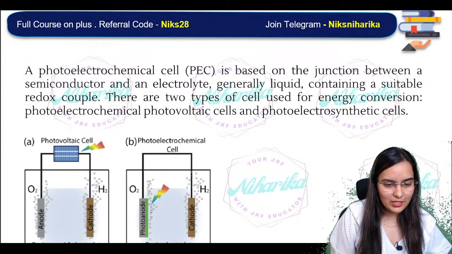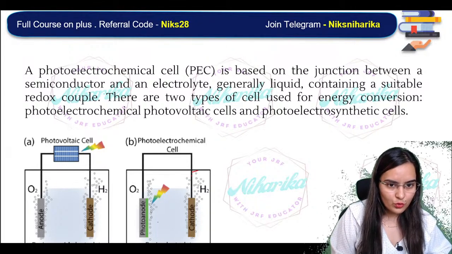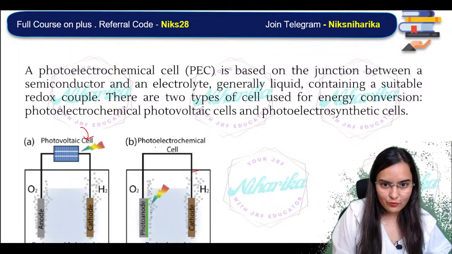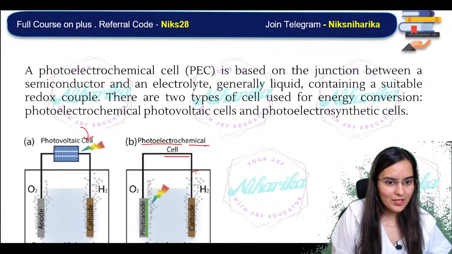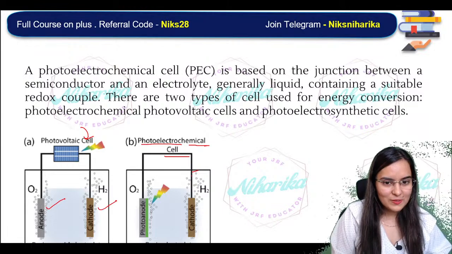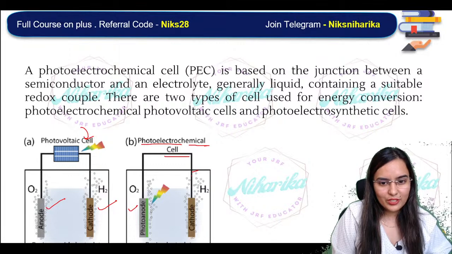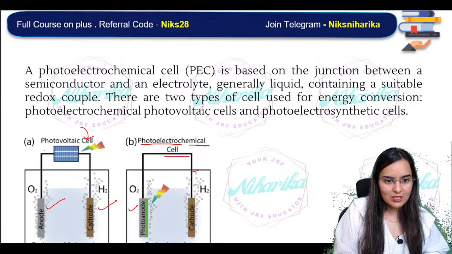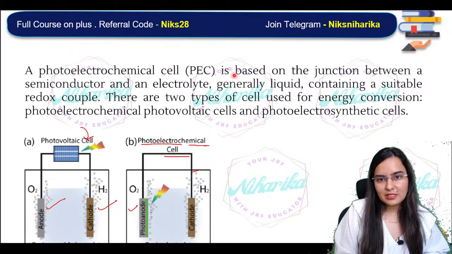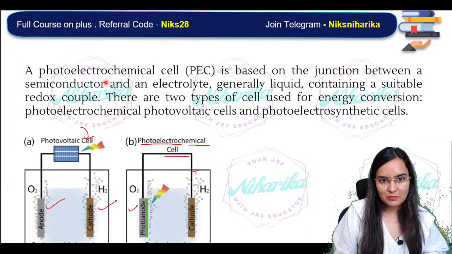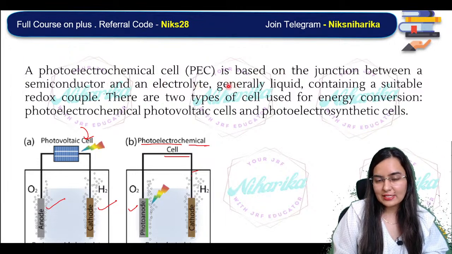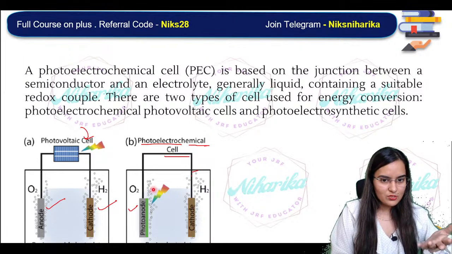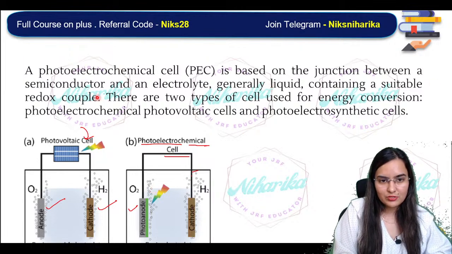That is photovoltaic cell and photoelectrochemical cell. So anode, cathode, diode and photoanode and then cathode. These are there. So see, I'm just reading out for you. That is, the photoelectrochemical cell is based on junction between a semiconductor and an electrolyte. It is generally liquid. As you can see, it's liquid containing a suitable redox couple.